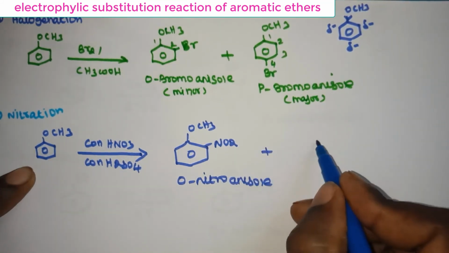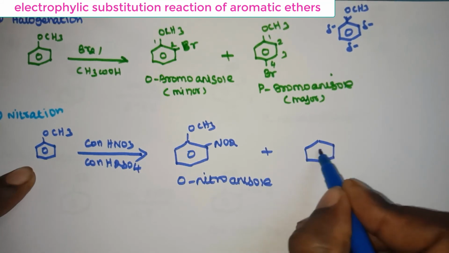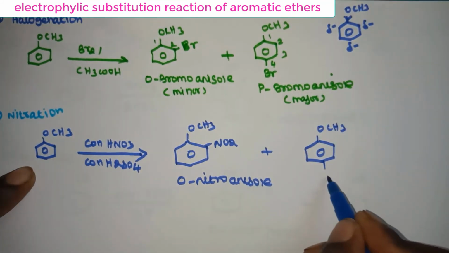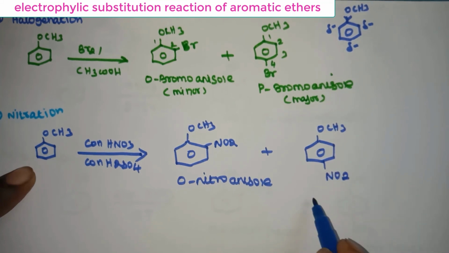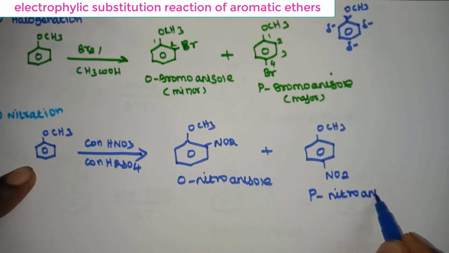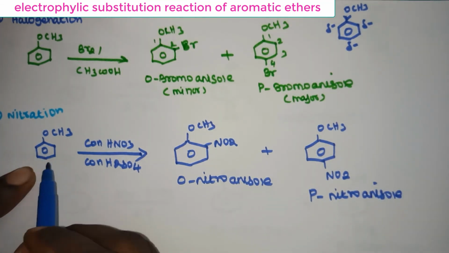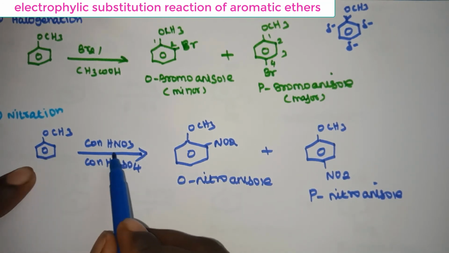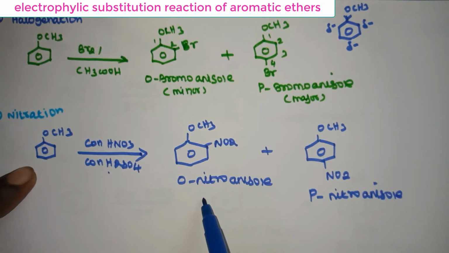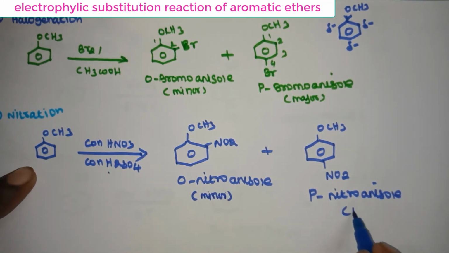And para-nitroanisole formation takes place. This is anisole. This is the para position, so the nitro group is present. So the name of this compound is para-nitroanisole. Nitration reaction: when anisole reacts with a nitrating agent like conc. HNO3 in the presence of conc. sulfuric acid, it forms ortho-nitroanisole and para-nitroanisole. Ortho-nitroanisole is a minor product and para-nitroanisole is a major product.